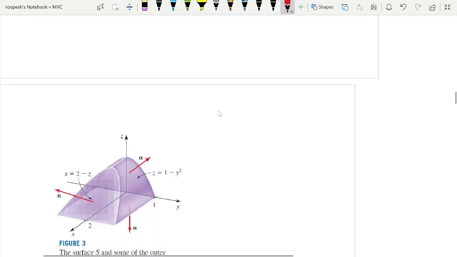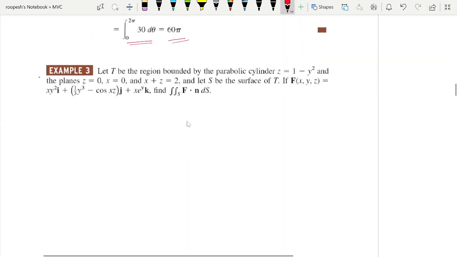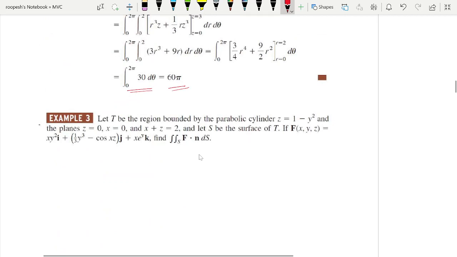So how is the figure coming? See here the figure. First of all, given that it's a region bounded by a parabolic cylinder.